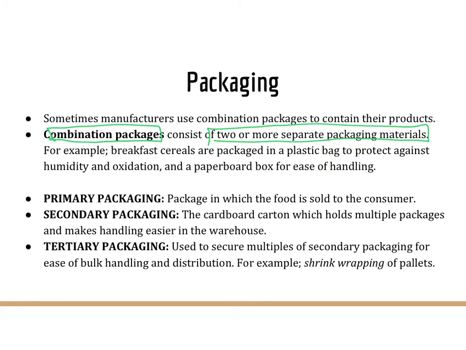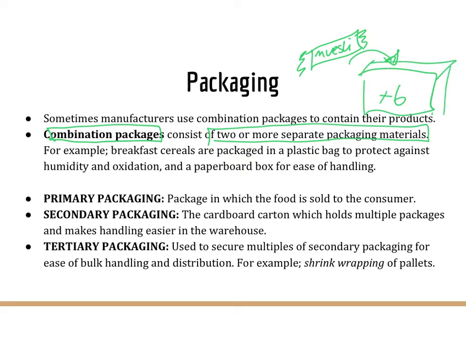The best way to think of this is if you think about a box of muesli bars. Okay, so you do have 6 muesli bars generally in a packet. Okay, so these muesli bars are contained in a box, and these boxes usually contain 6 muesli bars. So this shows that there is combination packaging, because you don't only have packaging around the muesli bar itself, but you also have packaging that houses all the muesli bars.